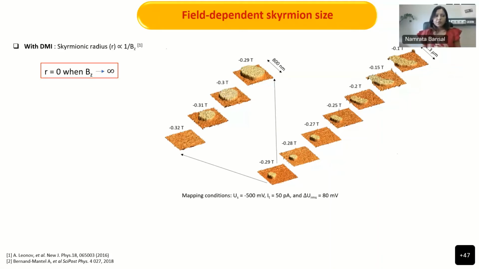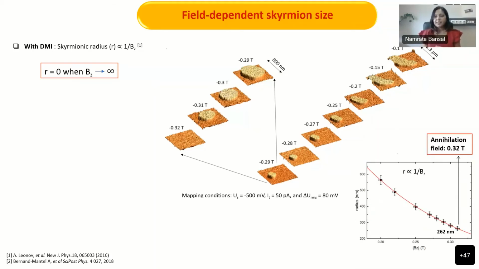As we already know, the skyrmionic radius is inversely proportional to the applied external magnetic field. That means the radius of the skyrmions becomes zero only when we apply a magnetic field that tends to infinite value. But here it's not the case. Here we can see that the radius of the skyrmions becomes zero at a finite value of magnetic field. So we could not consider this part.